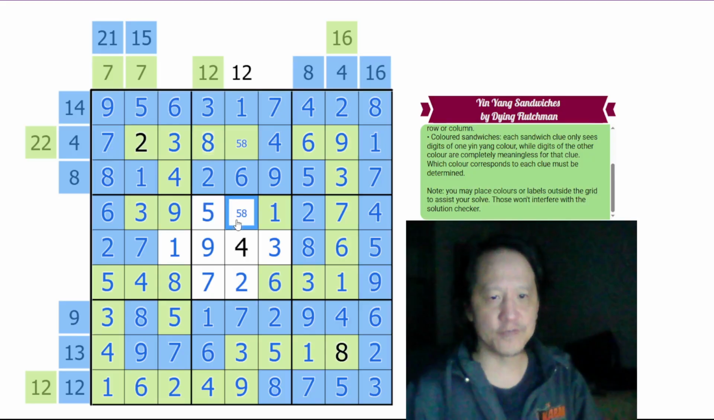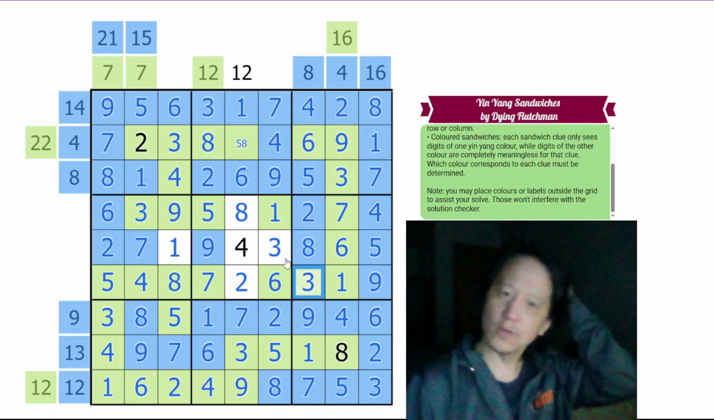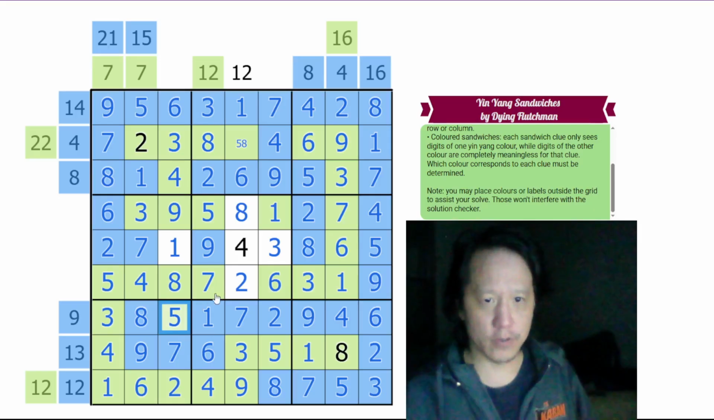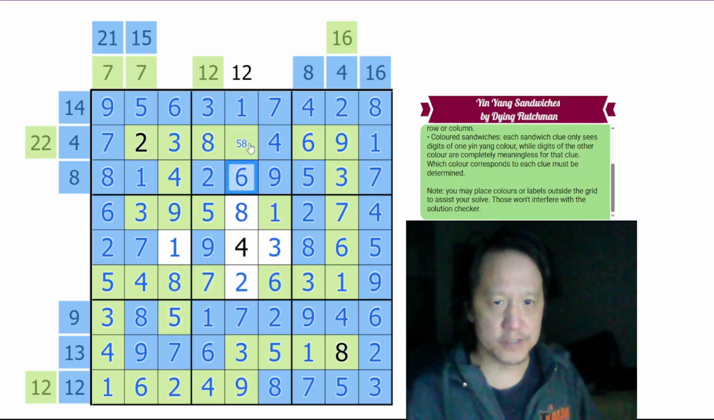So that makes this 5, this 8, and that 5. And these are both green. So these would both be green to add up to 12. This cannot be green, because then there would be between 4 and 9, and that would be 7. So this must be blue. Okay. This is 8, this is 5.